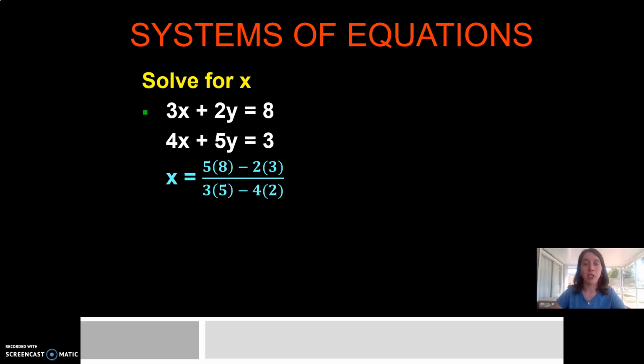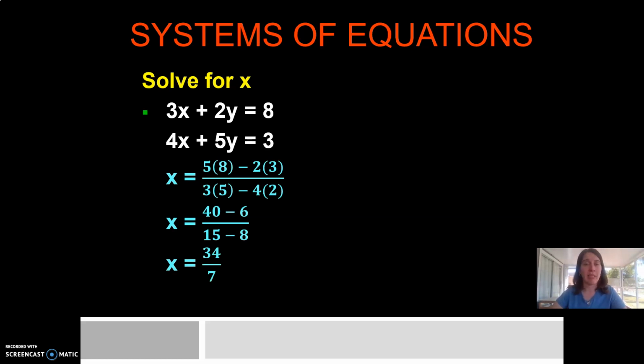Minus a2, the a from the second equation, is your number 4, times b1, the b from the first equation, is the number 2. Now, doing the multiplication first, we're just going to follow our order of operations. So I got 40 minus 6 all over 15 minus 8. Subtract is your next step. So I get 34 over 7.